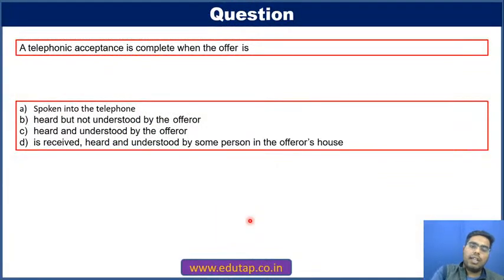Next is a telephonic acceptance is complete when the offer is dash. Very easy, very important. You can use your common sense here. When it is spoken into the telephone, when it is heard but not understood by the offerer, when it is heard and understood by the offerer, it is received, heard and understood by some person in the offerer's house.